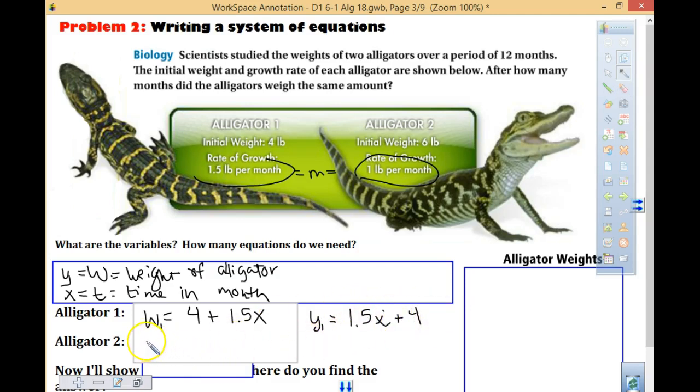Alligator 2, W2, or weight 2, or y sub 2, if we call it that, is going to be looking at, this alligator started at 6 pounds, right? And is growing at 1. So again, I could have 1x plus 6. And so we are now going to be looking at that point of intersection.